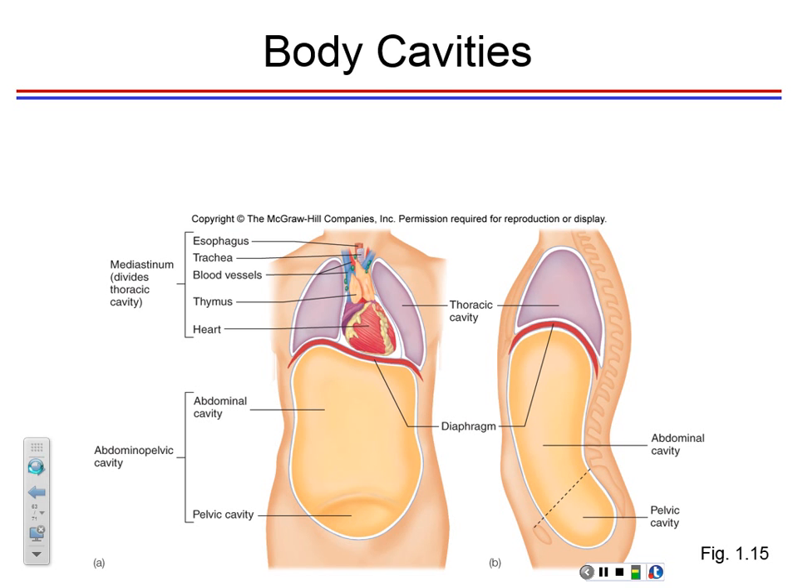So now we talk about how the body is compartmentalized. These membranes are called serous membranes. Not serious, serous membranes. There are also other types of membranes in the body. Serous membranes cover cavities in the body that don't open to the outside. They don't open to the outside.